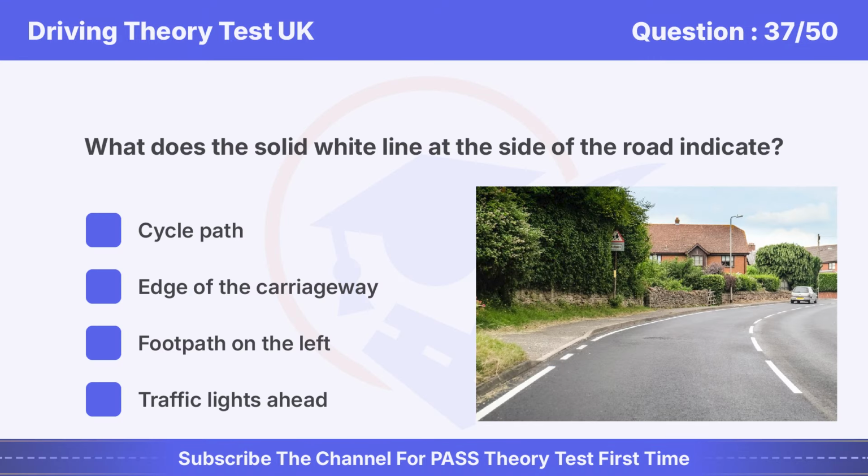Question 37. What does the solid white line at the side of the road indicate? Option A. Cycle path. B. Edge of the carriageway. C. Footpath on the left. D. Traffic lights ahead.